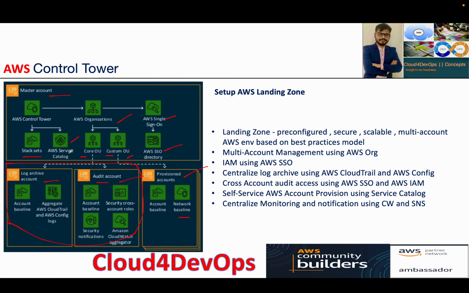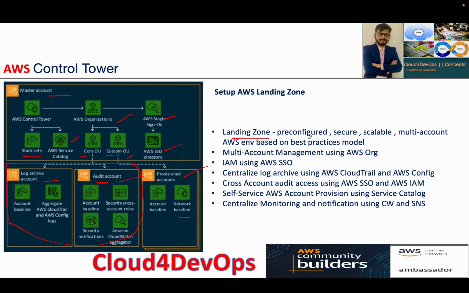Service Catalog, as I mentioned earlier, is a module that does a lot of different stuff, but within Control Tower, it helps us to create AWS accounts. That's where the account vending machine comes in, we call it the account vending machine.